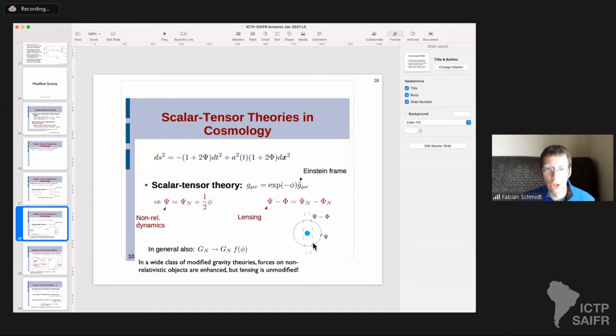There's no single effect where you can say this rules out modified gravity as an explanation for dark matter, but it gets harder and harder, basically, with more and more observations. It only gets harder.